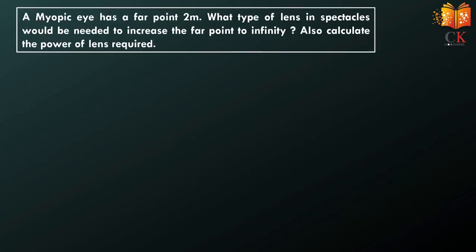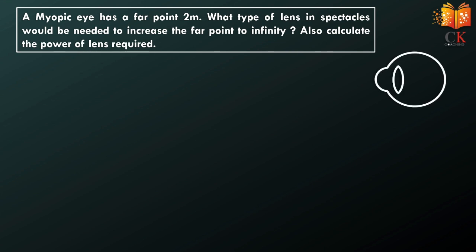Let's see the second numerical, which says that a myopic eye has a far point of 2 meter. Again, the data is given in meter. We have to keep in mind what type of lens would be required to increase the far point to infinity. Also calculate the power of the lens.